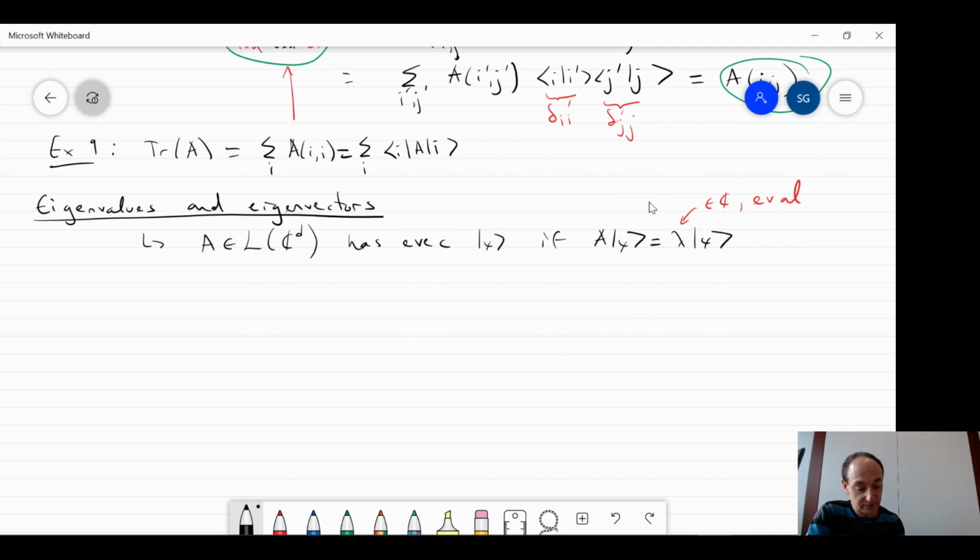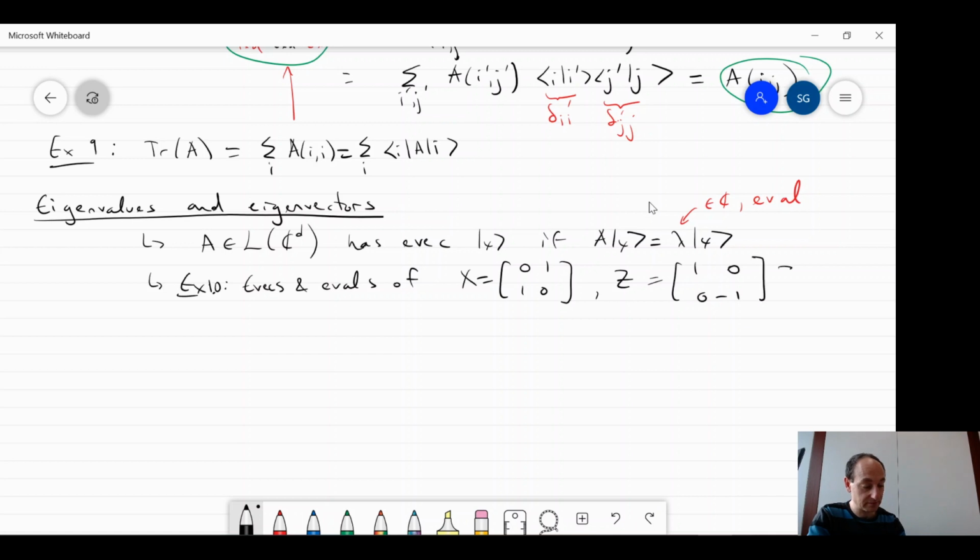And so as a cute exercise, it is always good to remember what the eigenvalues and especially the evecs are. This is exercise 10, essentially. What are the eigenvectors and eigenvalues of, say, the Pauli X operator? This we'll use all the time in this course. And the Pauli Z operator, which is 1, 0, 0, minus 1. What are the eigenvectors and eigenvalues of those?